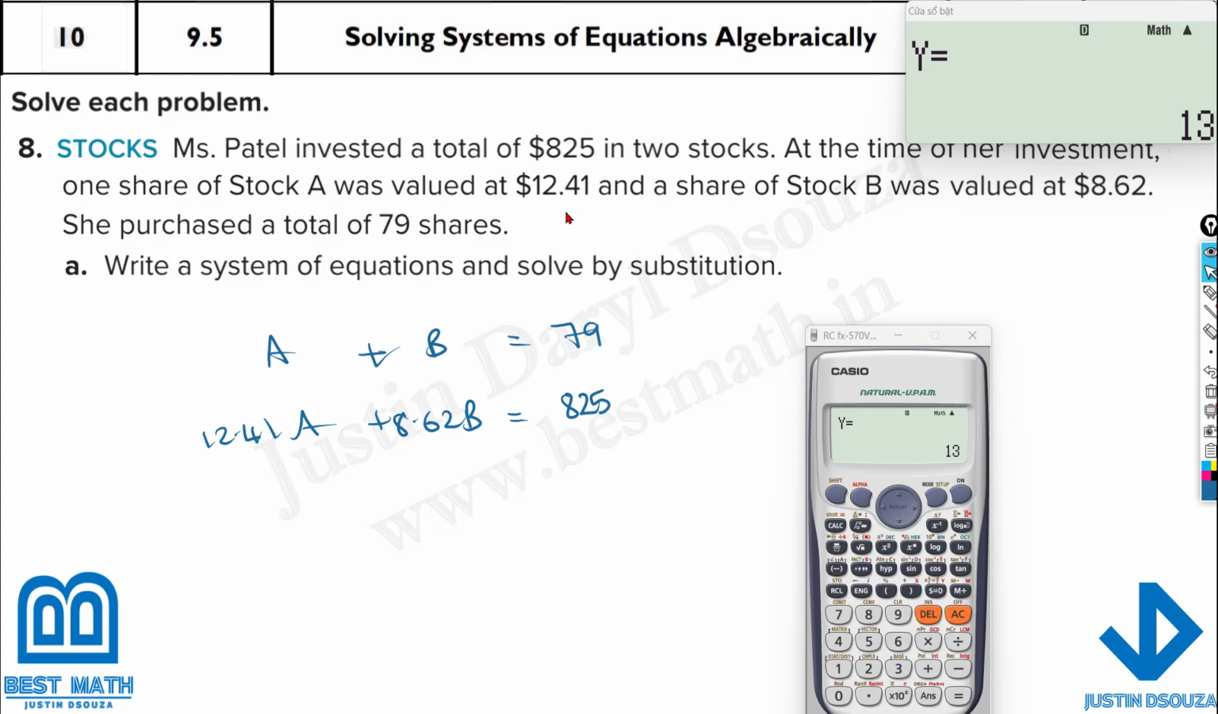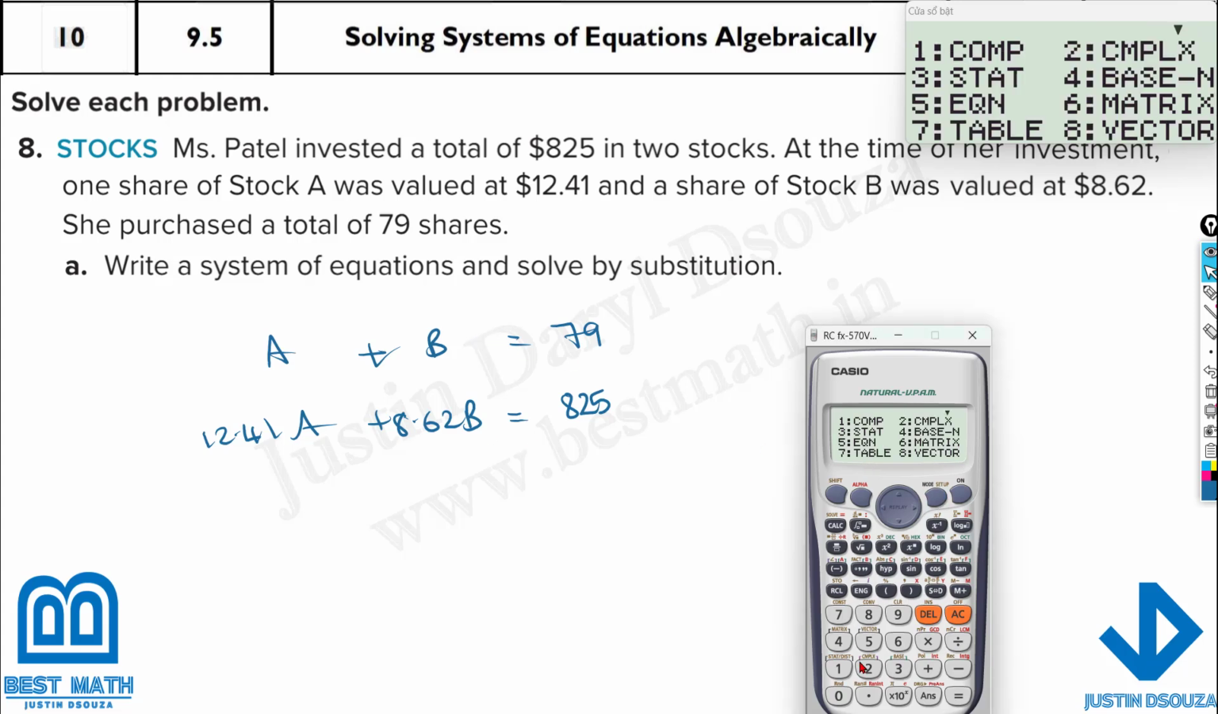How do we form it? Look at this. The money for stock A plus the cost for stock B is equated to the total cost itself. Now we know it's stock A and B that are added up. How many shares are there in total? It's 79.